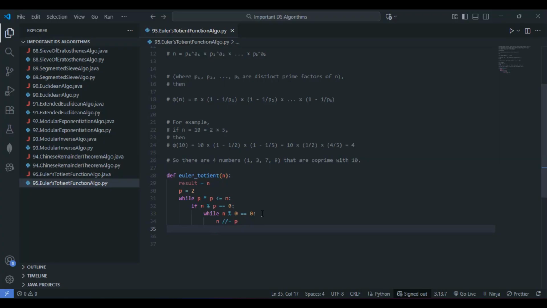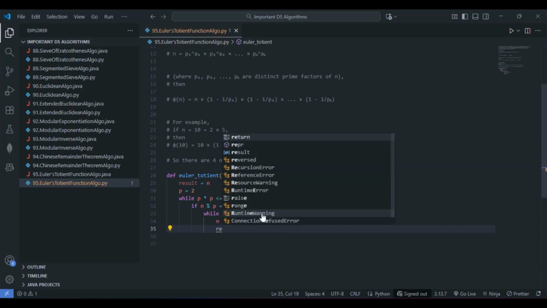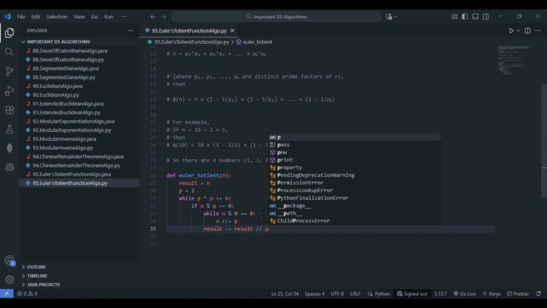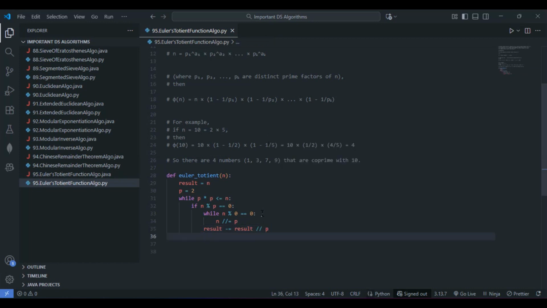Finally, we have to apply the formula: result equals result times 1 minus 1 by p, that we have discussed, right? So let me write result equals result minus result by p. I got confused here, but this is fine. Nothing but 1 minus 1 by p, as you remember. So result equals result times 1 minus 1 by p. So this is fine.